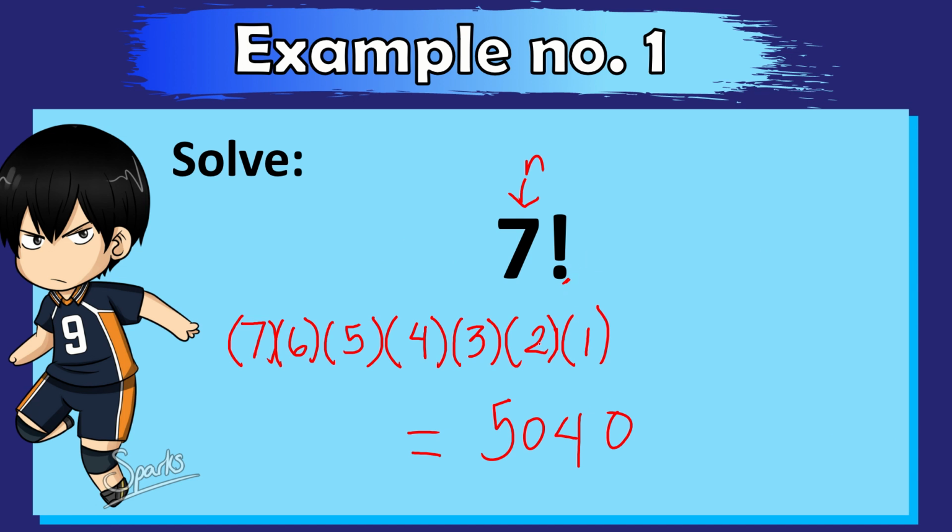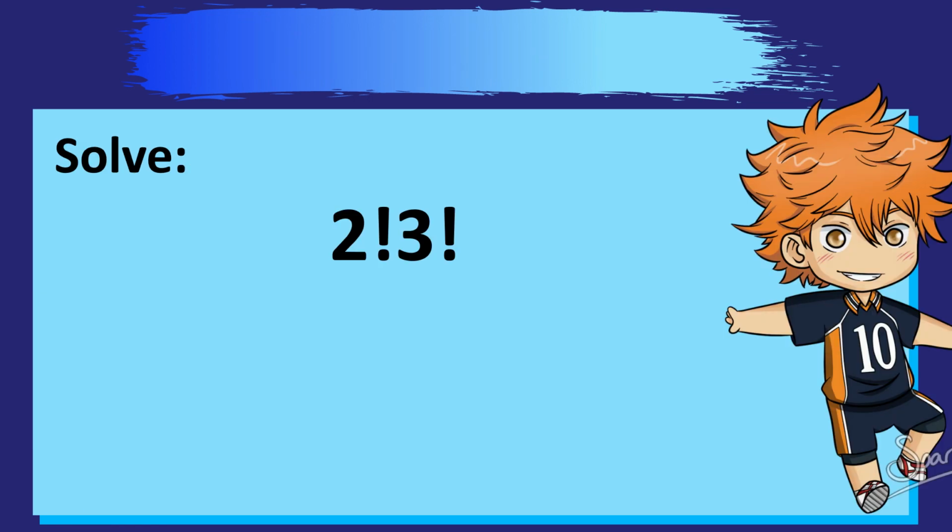Ang ibig sabihin po, i-multiply nyo lang yung number mula sa kanya, pababa hanggang makarating kay 1. Okay? So, say for example, kung nakita nyo ay 10 factorial, ibig sabihin, multiply lang kayo mula 10 times 9 times 8 and so on and so forth hanggang kay times 1. Okay? So, mamaya alamin natin yung sagot dyan sa 10 factorial. Okay, next example naman natin.